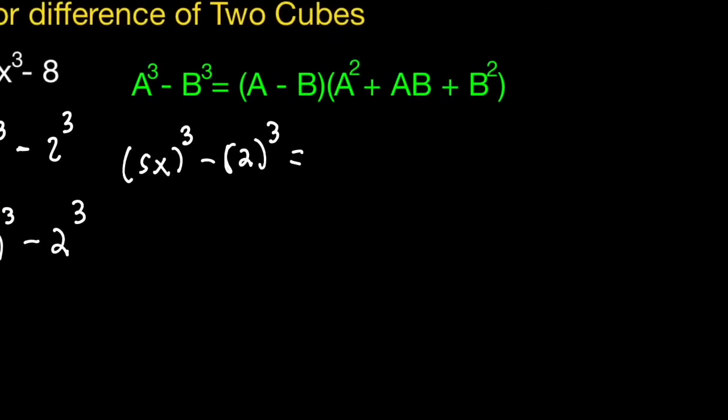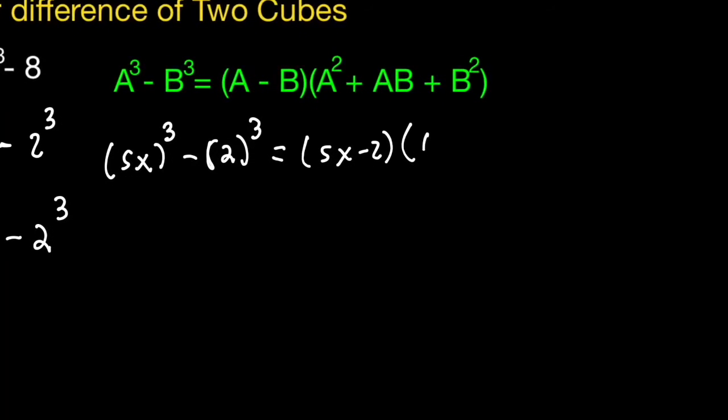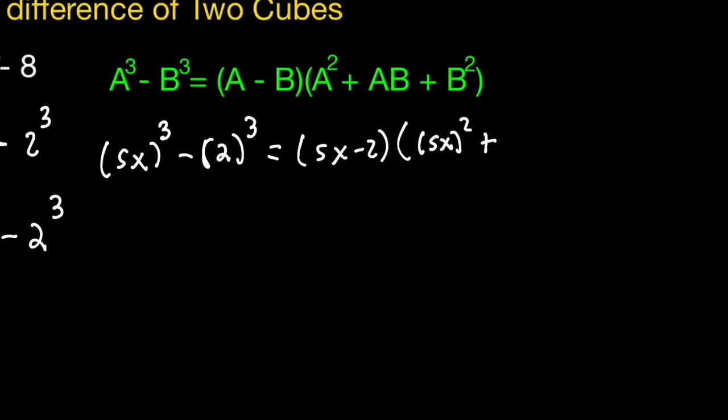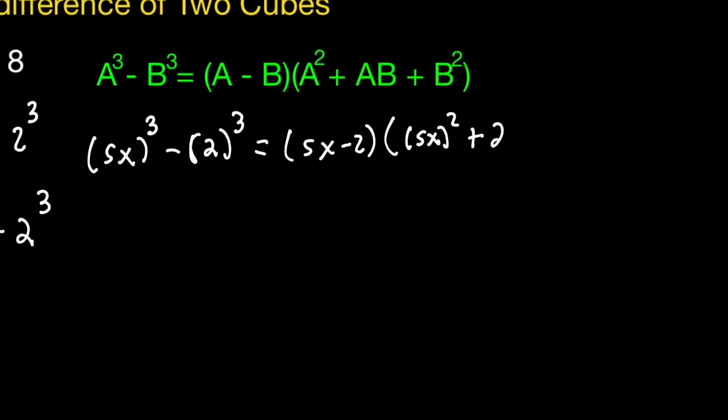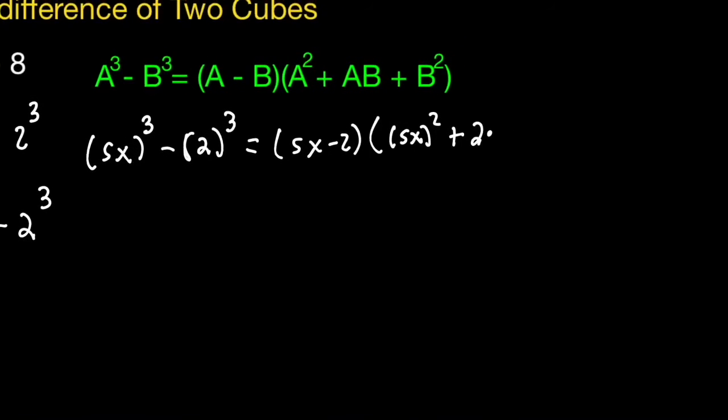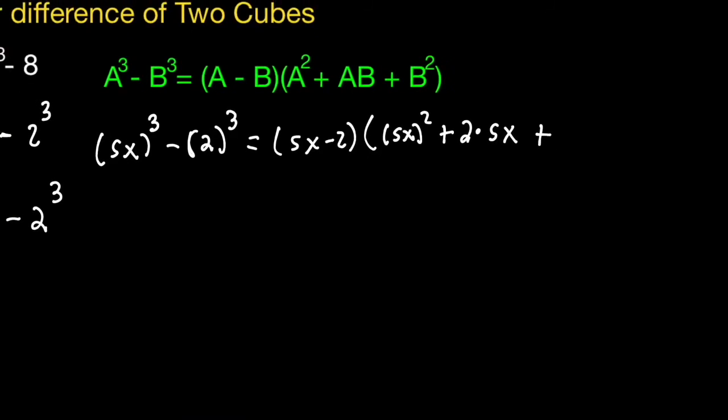Applying the factorization, we get 5x minus 2 multiplied by 5x squared plus 2 times 5x, which is the same thing as 5x times 2. So here, 2 times 5x, and then we're going to add 2 to the second power.